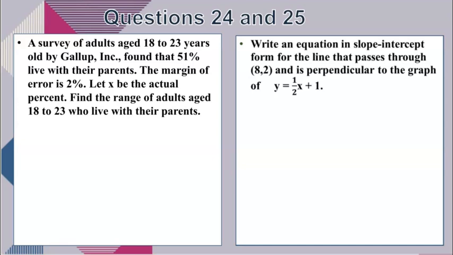Question 23, or 24. A survey of adults aged 18 to 23 years old by Gallup Incorporated found that 51% live with their parents. The margin of error is 2%. Let X be the actual percent and find the range of adults aged 18 to 23 who live with their parents. Now, to write the absolute value inequality, we know it's going to be the absolute value of X minus the middle number, or the average. And this is going to be less than or equal to the margin of error.